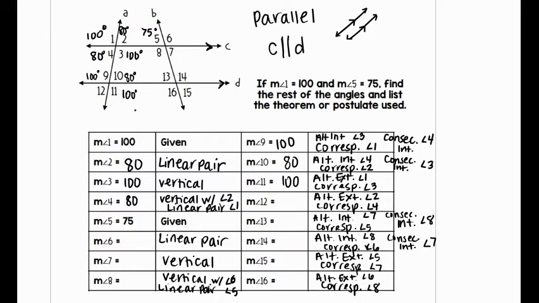For angle 12 then, it is vertical to angle 10, so we'll know it's congruent. We also know it is an alternate exterior angle with angle 2. It is also a linear pair with angle 11 and angle 9. So for any of those reasons, we know that angle 12 is 80 degrees.